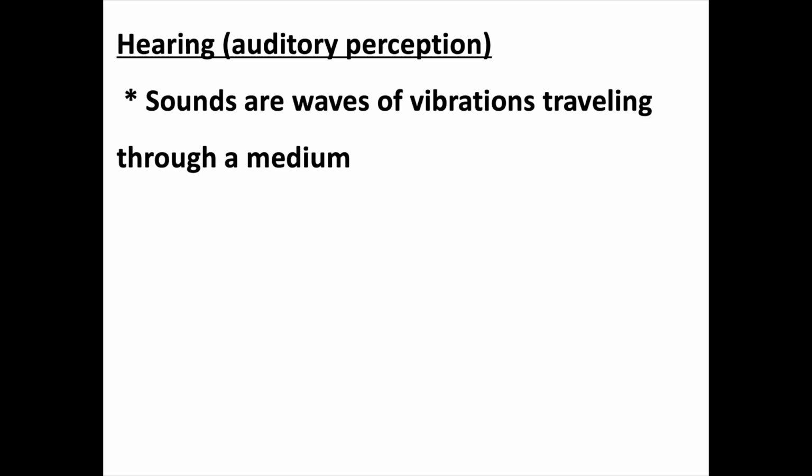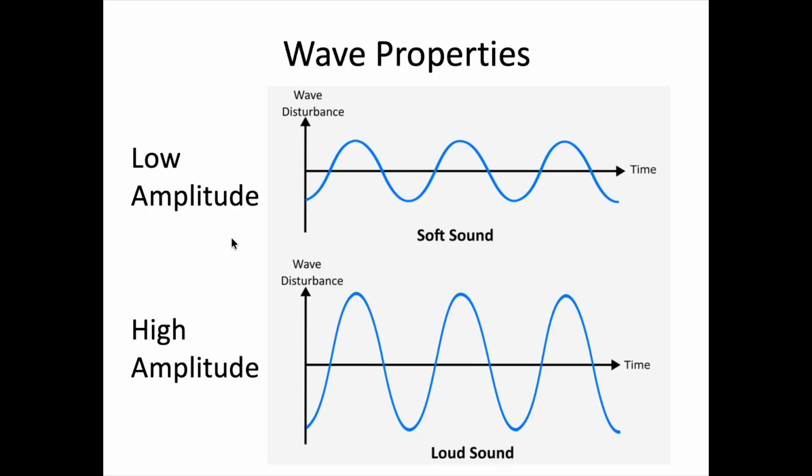Sound waves, like other waves, have some basic wave properties, including amplitude. Amplitude is how high up this wave is, how tall it is, or how short it is. When we're talking about sound, amplitude corresponds to volume. Waves with a low amplitude would be quieter sounds. Waves with a higher amplitude would be louder sounds.